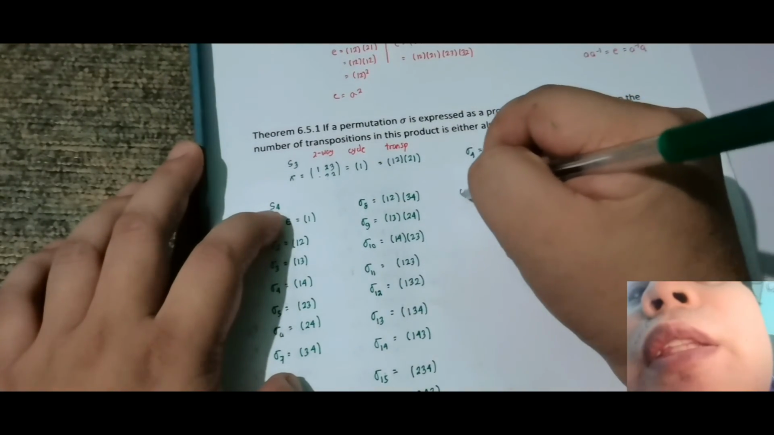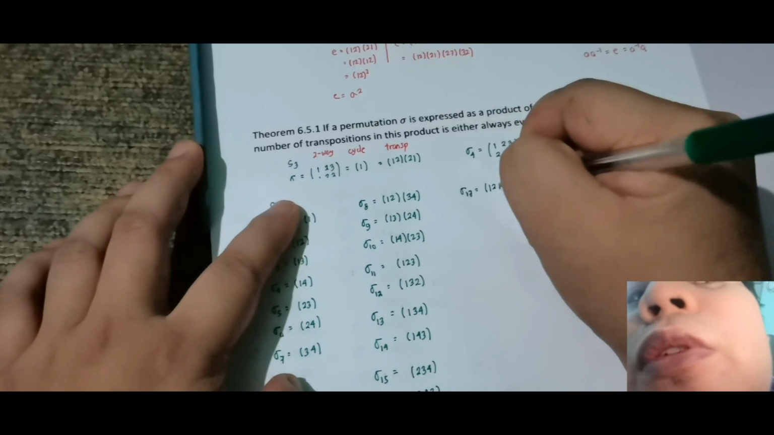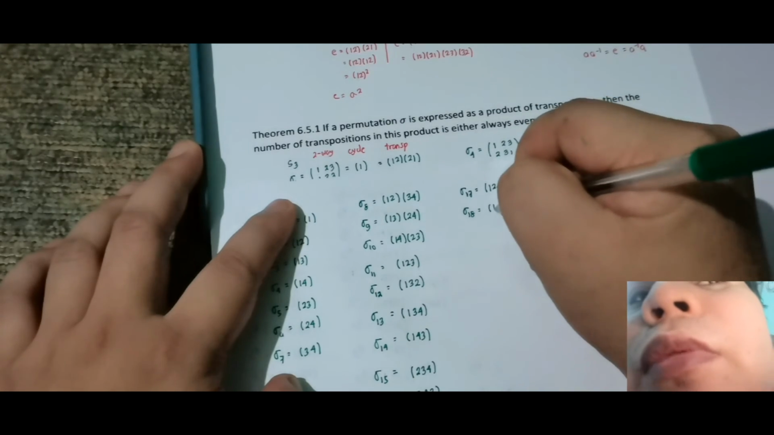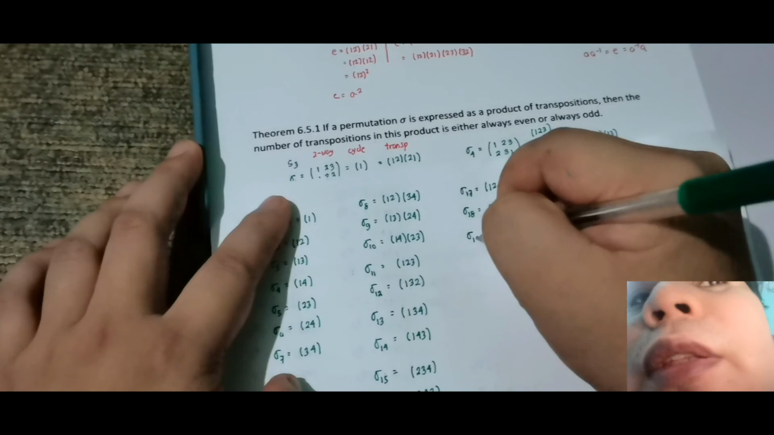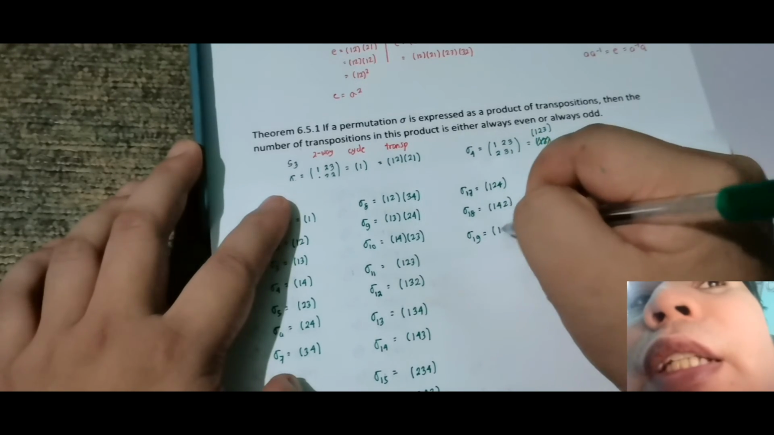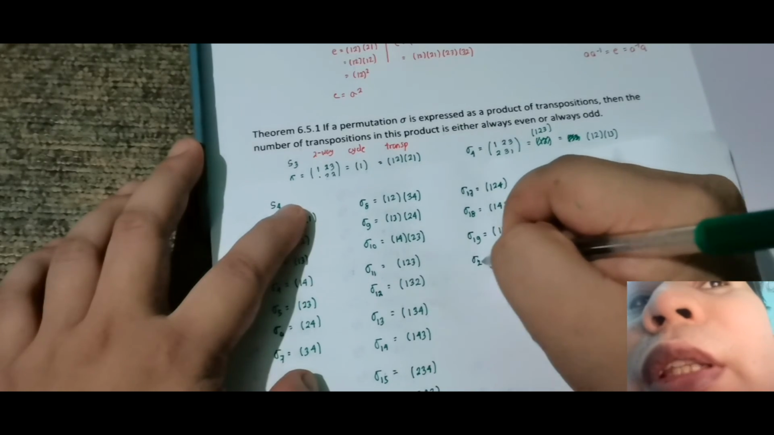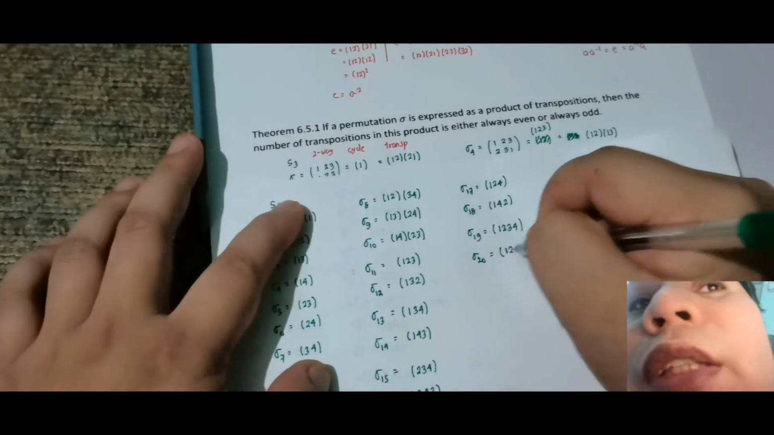So this is sigma 17, this is 1, 2, 4. Sigma 18, this is simply 1, 4, 2. Okay, so wala na dyan. Sigma 19, yung apat na, this is 1, 2, 3, 4. Sigma 20. Pagbalik rin natin yung una, so this is 1, 2, 4, 3.